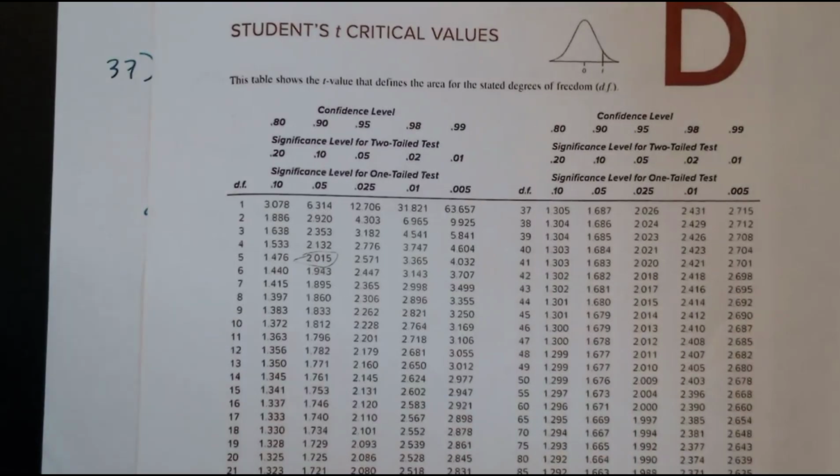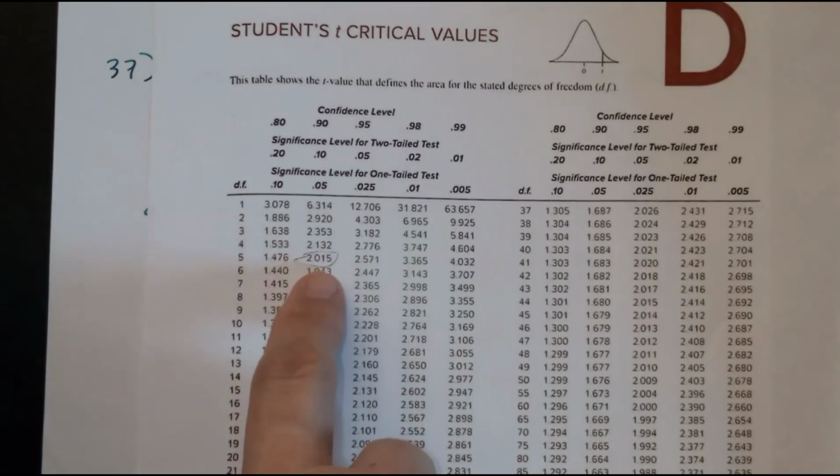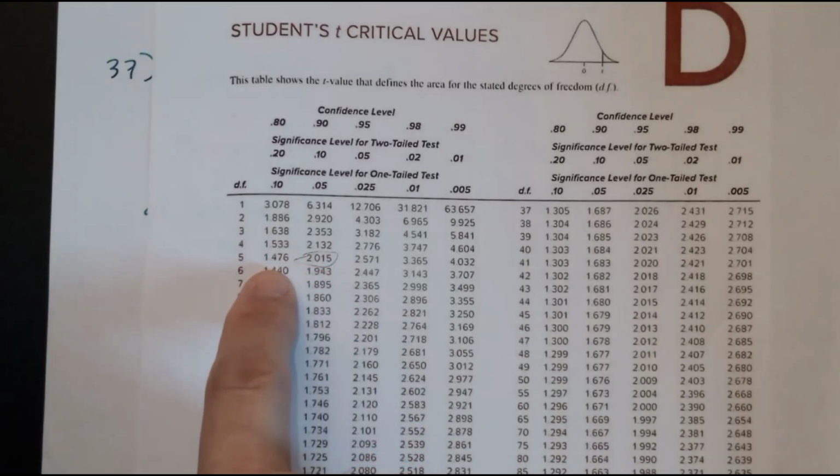If I had chosen a one-tail test, if I had read this as I can get at least 400 square feet per gallon, then instead of using 2.015, I'd use 1.476.